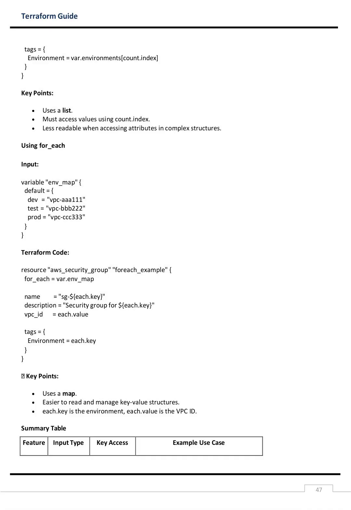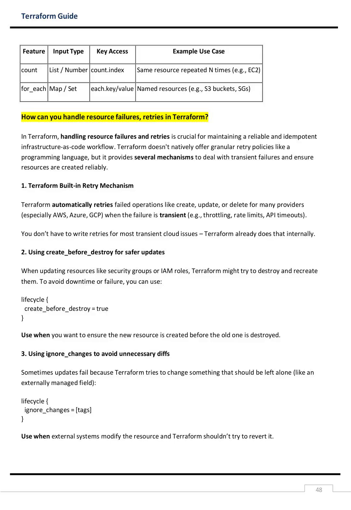Summary table: feature, input type, key access, example use case. Count: list, number, count.index. Use case: same resource repeated n times, for example, EC2. For_each: map, set, each.key and each.value. Use case: named resources, for example, S3 buckets, security groups.